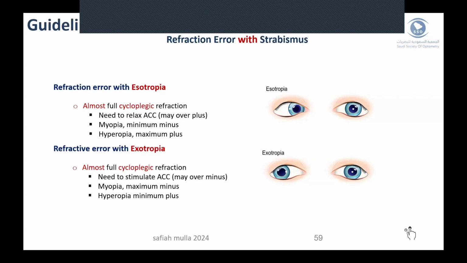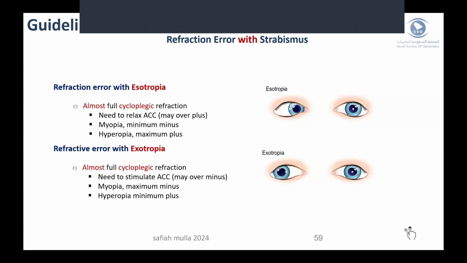A refractive error with exotropia, you also give almost full cycloplegic refraction. So if you have a child having a refraction and he has an exotropia, then you're going to give a full cycloplegic refraction, not a dry refraction. In this case, with the exotropia, we need to stimulate the accommodation because if the child makes accommodation, that exotropia with the converging effect will be less and the eye comes straight.